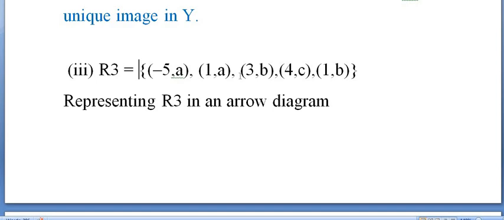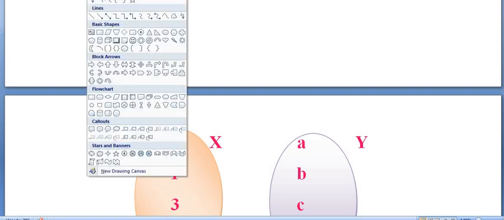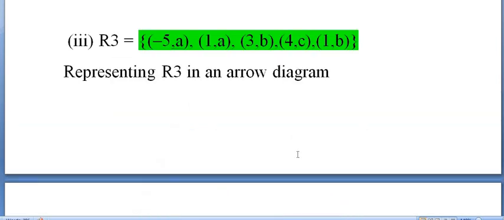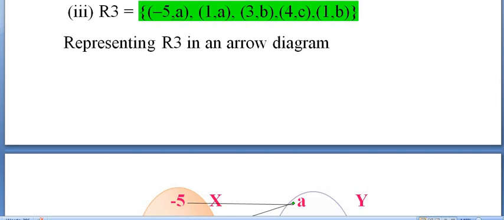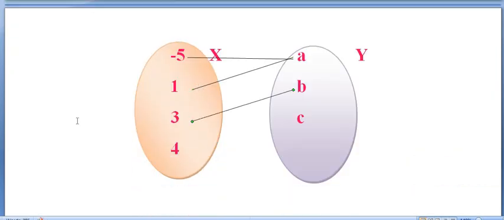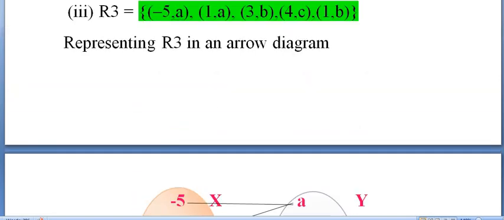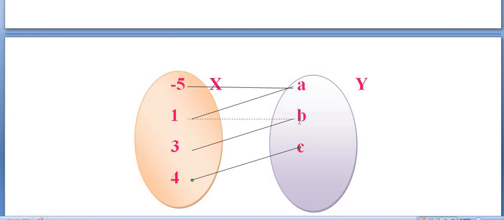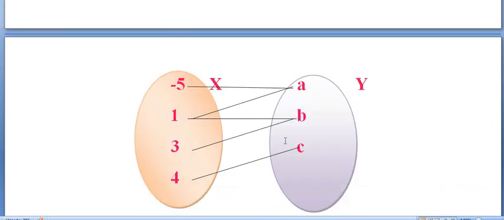So you see here we are going to join these things. We are going to join minus 5 comma A, and 1 comma A, again 3 comma B, I have joined, and 4 comma C, and one more, 1 comma B. So I have joined all the things they have given: minus 5 comma A, 1 comma A, 3 comma B, 4 comma C, and the last one 1 comma B.